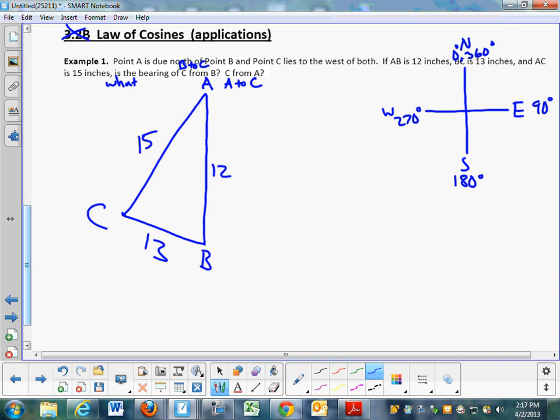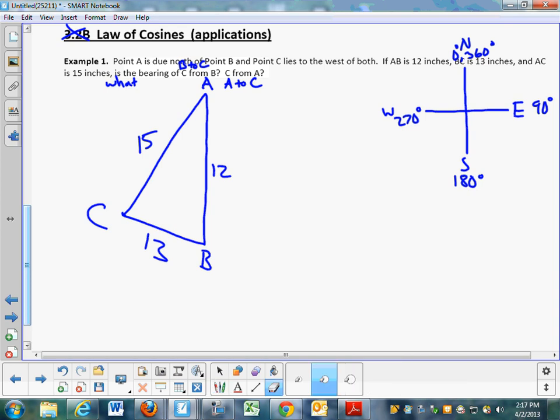Let's say I'm standing at A and I'm going to travel to C. Describe that direction. Southwest, somewhere between 180 degrees and 270 degrees. So we're going to find that. In order to find those angles, we have to find some angles within the triangle. Now we know that this line is straight due north because it says it's due north. So we need to find some angles.